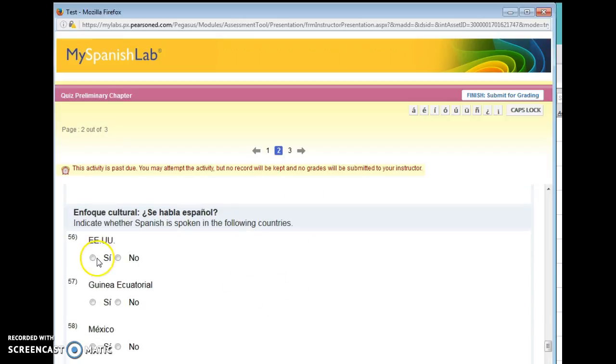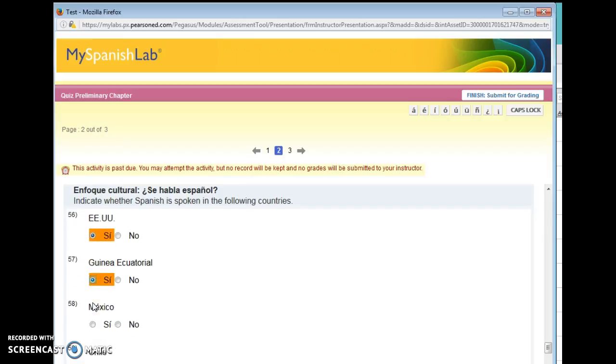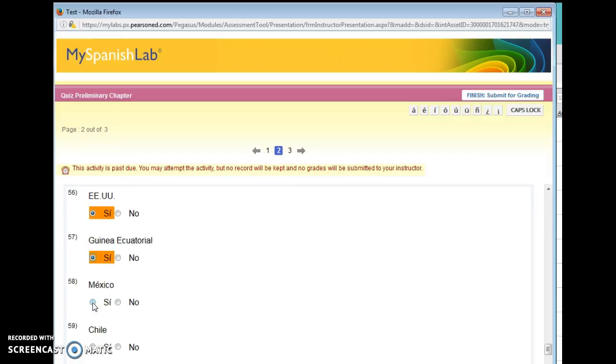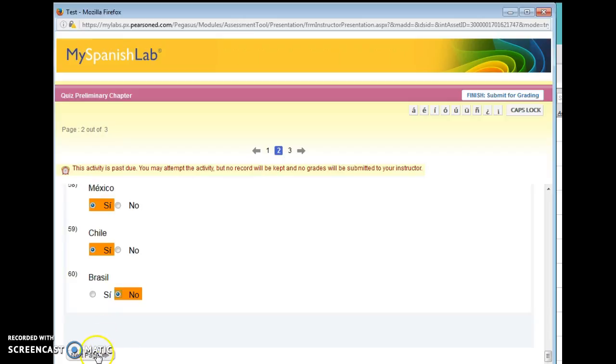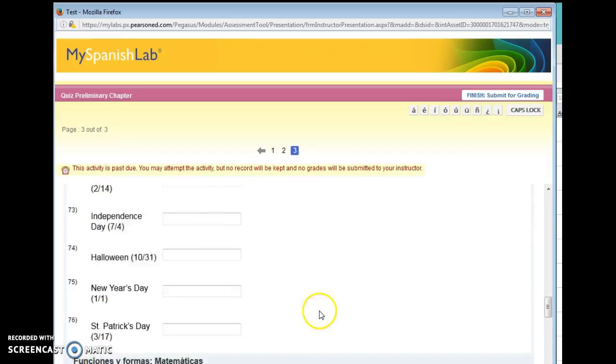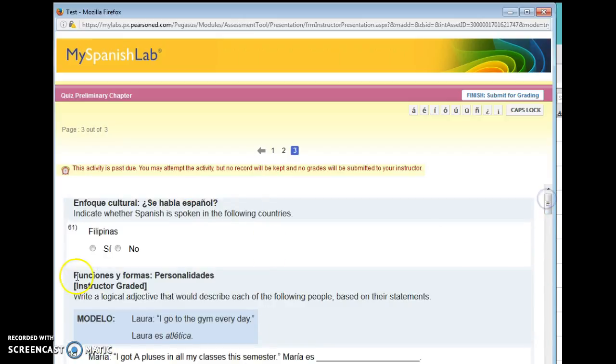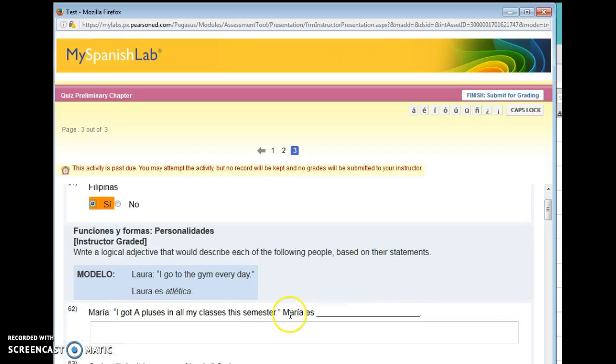Now, Spanish spoken. So United States, it's yes, sí. There's like 50 million Spanish speakers in the United States, so even though we're primarily an English-speaking country, you'd say sí there. Guinea Ecuatorial is in Africa. It's the only Spanish-speaking country in Africa. Mexico, of course, yes. Chile, of course, yes. Brazil is no. Brazil is Portuguese-speaking. That got a few people. And back up. Filipinas, yes, because that was a former colony of Spain. This section is not too bad.